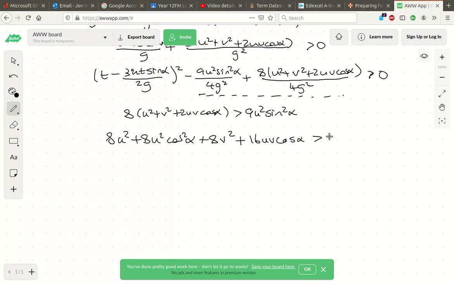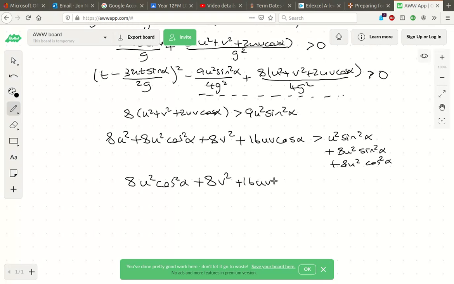but that would just give me, I'll write it out for you, u squared sine squared alpha plus 8u squared sine squared alpha plus 8u squared cos squared alpha. And can you see why I've done that now? Because that's just going to turn into 8u squared, which cancels with the 8u squared over here. So remarkably, you get left with this 8u squared cos squared alpha plus 8v squared plus 16uv cos alpha, and that's bigger than u squared sine squared alpha.